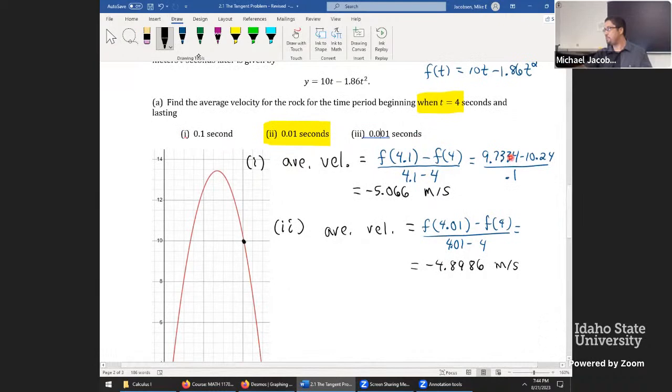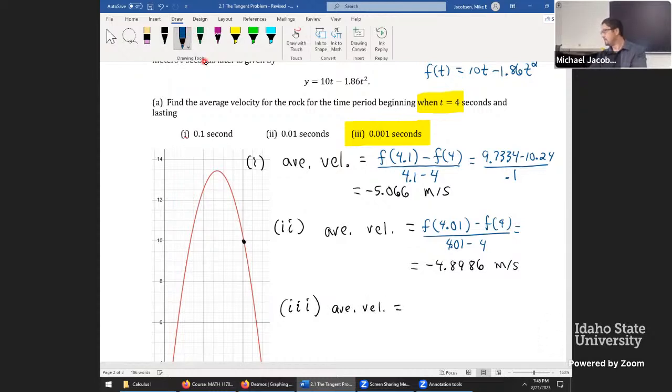Let's try it one more time. Let me move the yellow. We're going to go from 4 seconds to 1,000th of a second, so that's very precise. I'll call this 3 to just say that's where that portion is being answered. Average velocity is now the function at 4.001 minus the function at time 4 seconds.